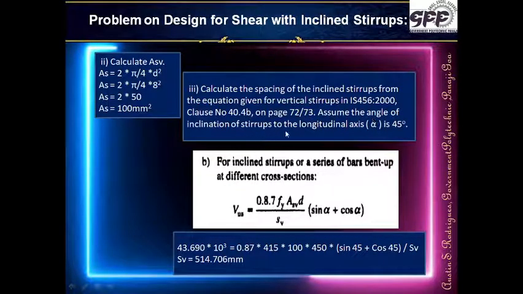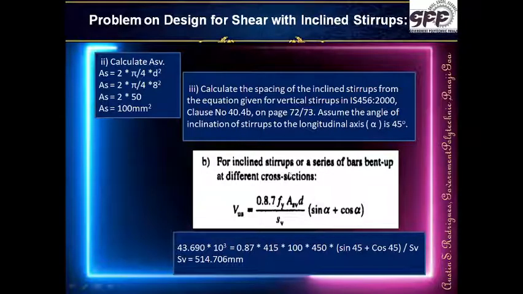Assume the angle of inclination of stirrups. Now this is totally in the hands of the engineer, as I have said. So we are assuming that the angle is 45 degrees. We are assuming that the inclined stirrups would be placed at an inclination of 45 degrees. So that is what we have assumed over here.